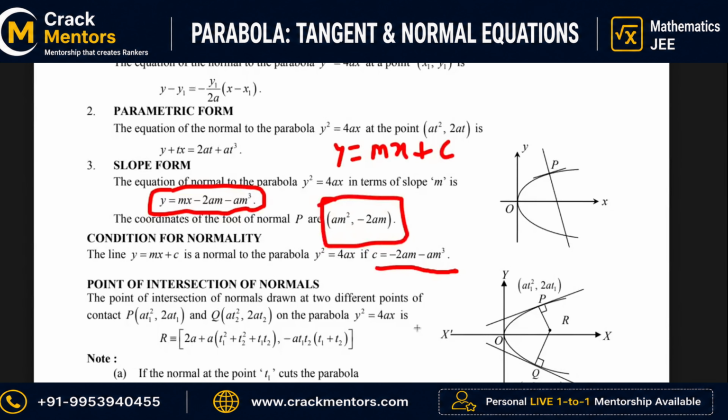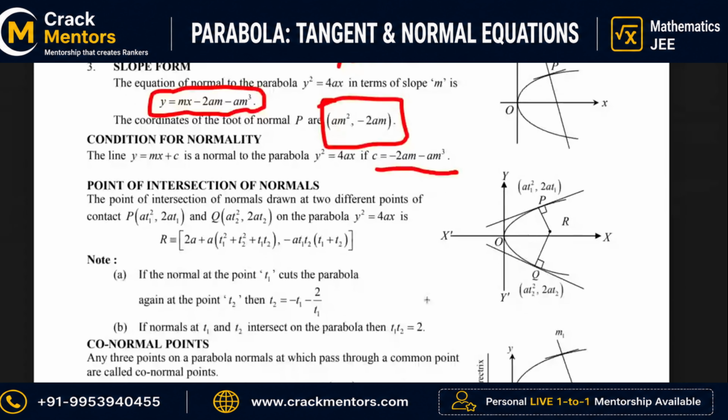Okay. Then write this also. Point of intersection of normals is this R point over here. So we have basically a tangent here, here. You take the normal at this point, so it's this, and here if you take this, so they are intersecting here. So this is your R point.